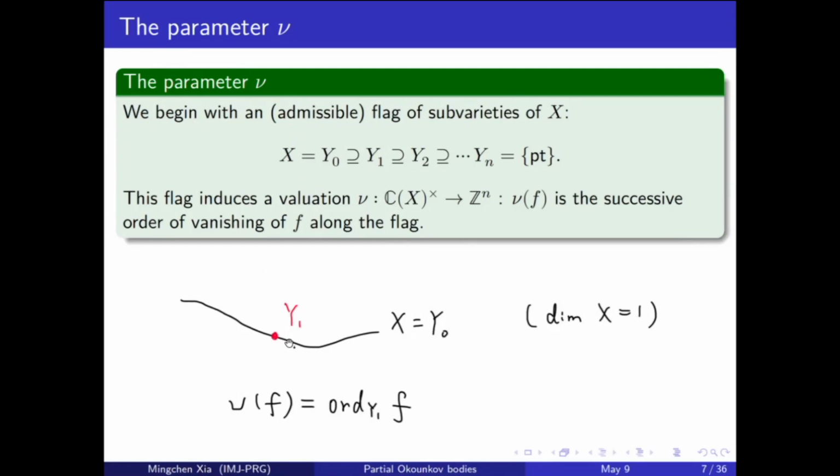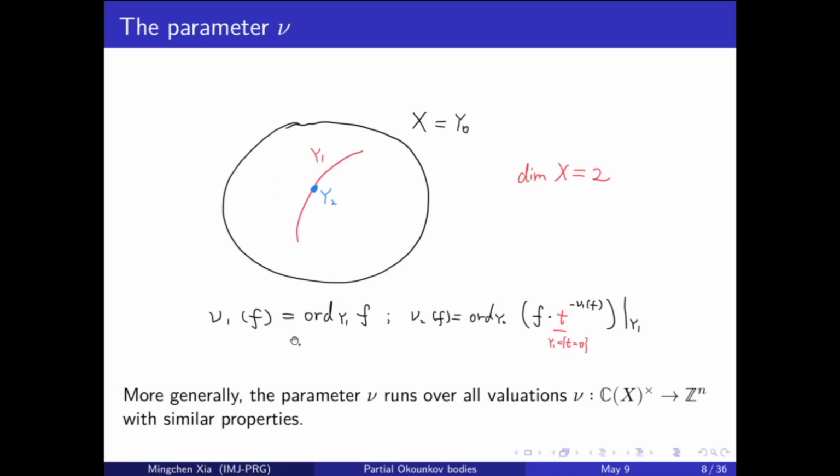Similarly, in higher dimensions, we have very similar things. Here is a picture in dimension 2. In dimension 2, the flag consists of two different pieces. The first piece is a codimension 1 subvariety, that means a curve in our variety. That is the Y1 in red here. And we also have a codimension 2 piece, that means a single point Y2 inside Y1.